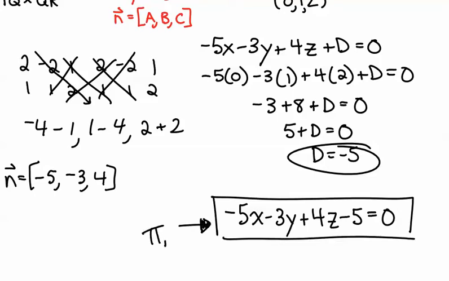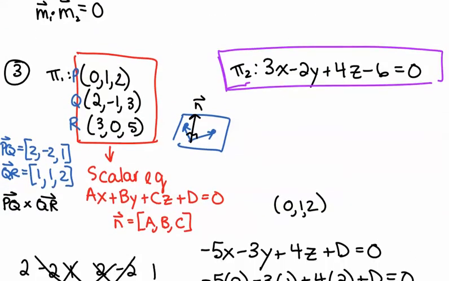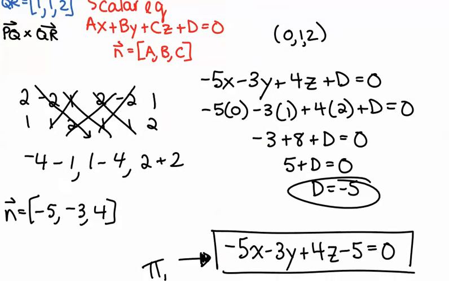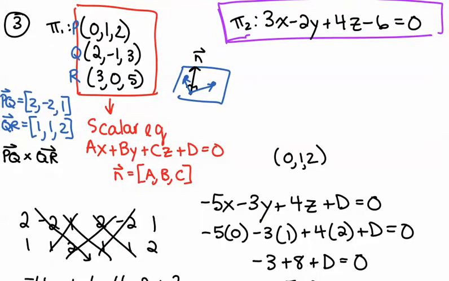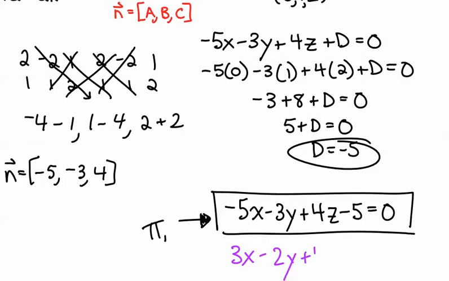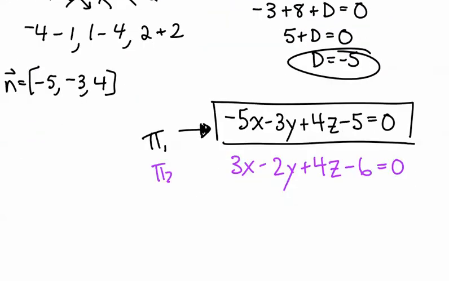Plane 1, that's our scalar equation, if I didn't mess it up. Hopefully not. Tell me if you see a mistake I made. Okay, so that's not the whole question. We actually have two planes. Let me write plane 2 down: 3x minus 2y plus 4z minus 6 equals 0. So that's plane 2.